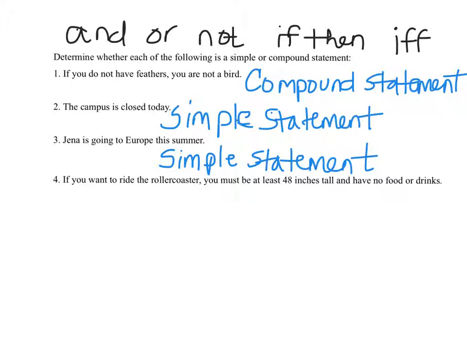And finally, if you want to ride the roller coaster, you must be at least 48 inches tall and have no food or drink. So this has if, doesn't have then, but it's implied, and it has and. So this is definitely a compound statement.